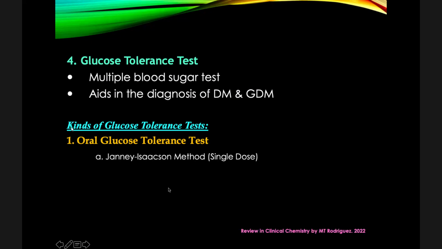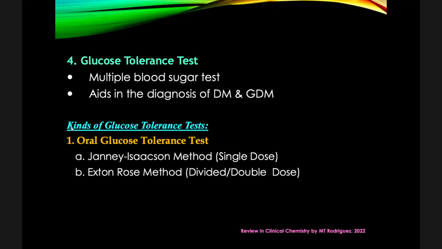There are 2 procedures. You have the Johnny-Isaacson method, also known as the single dose method. Bakit ma'am single dose? Only 75-gram glucose will be given to patient, and that should be ingested after the fasting sample, given once, ingested once. Take note of that. What is the double or the divided dose method? That is the Exton-Rose method.